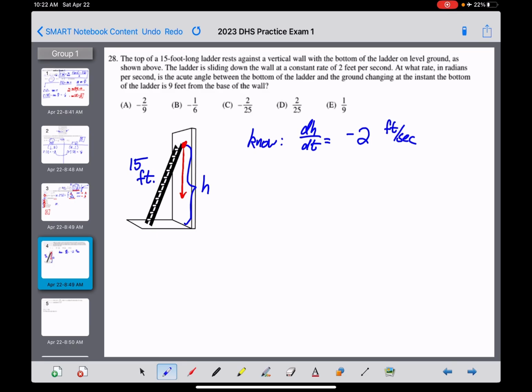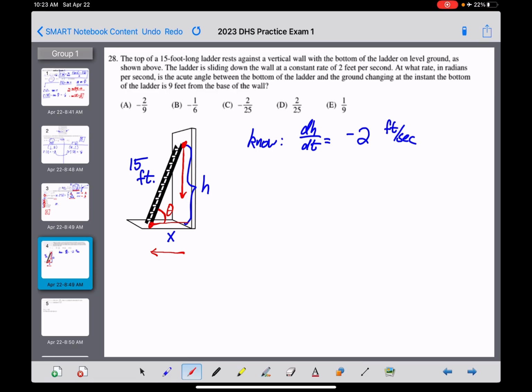Okay, at what rate in radians per second is the acute angle between the bottom of the ladder and the ground changing? So we're talking about this angle right over here. I'm going to call that theta. What rate is that changing? At the instant the bottom of the ladder is 9 feet from the base of the wall. I'm going to call this quantity down here x, everybody. And x is actually growing as the base of the ladder slides out away from the wall.